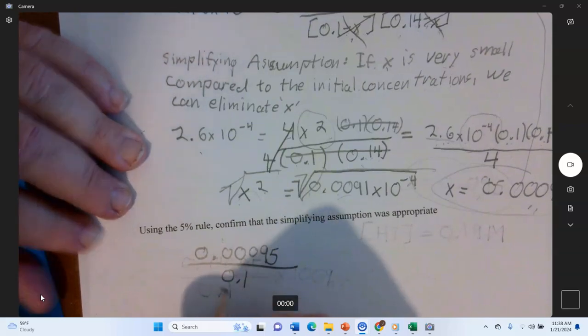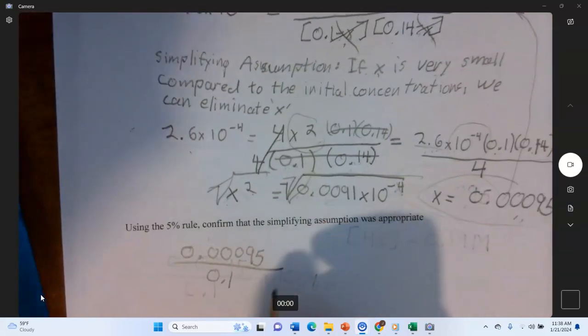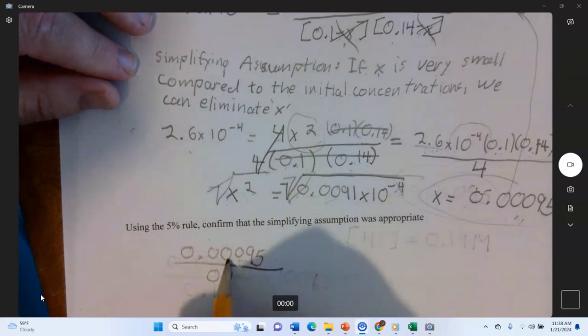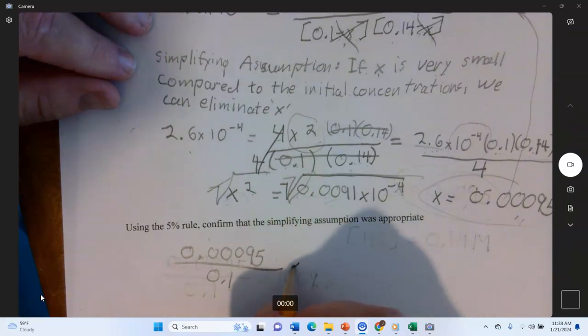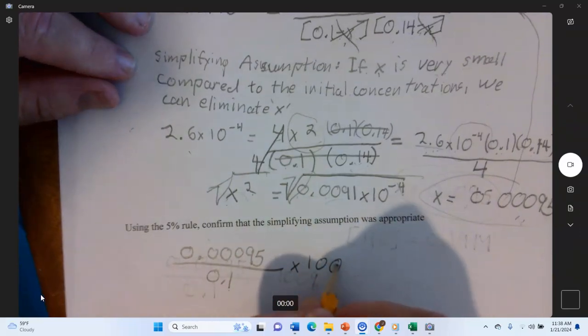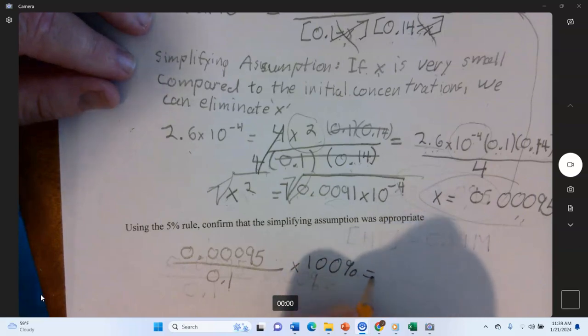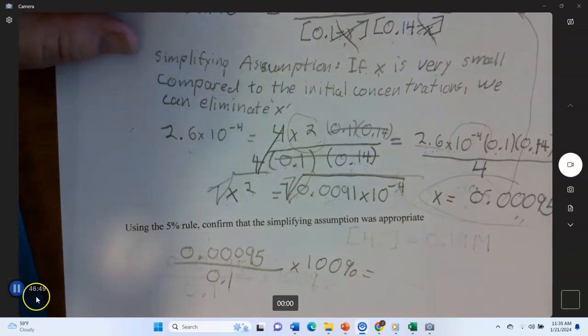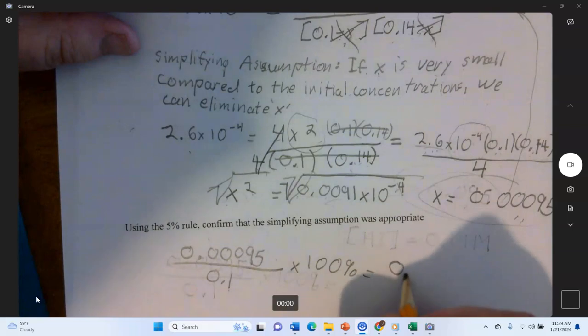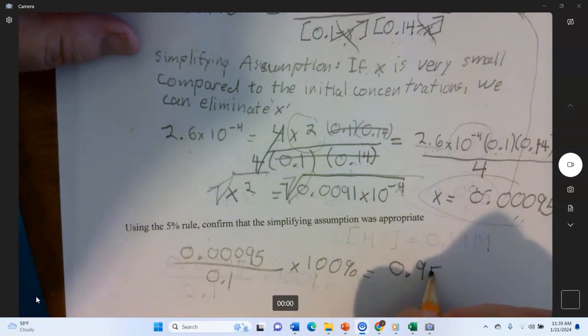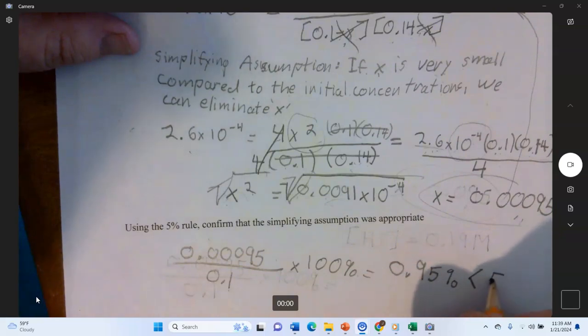0.1 being the concentration of H2, and there's the X value, so this is X, this is the concentration of H2. Then you're going to multiply it by 100%. And what does that give us? That gives us 0.95%, which is less than 5%.